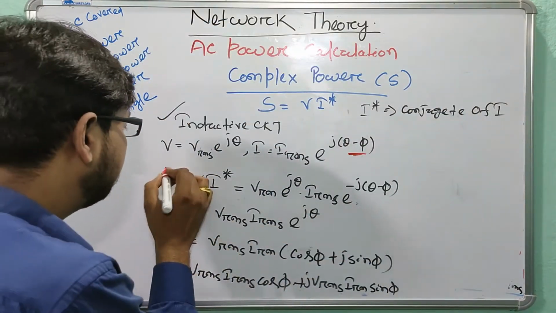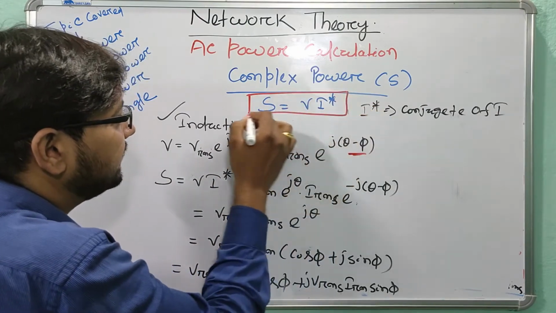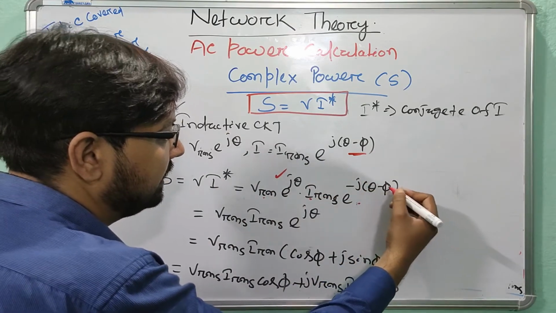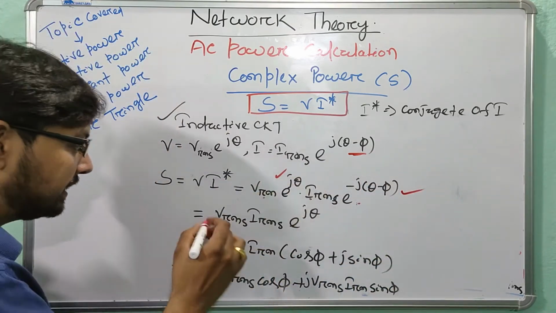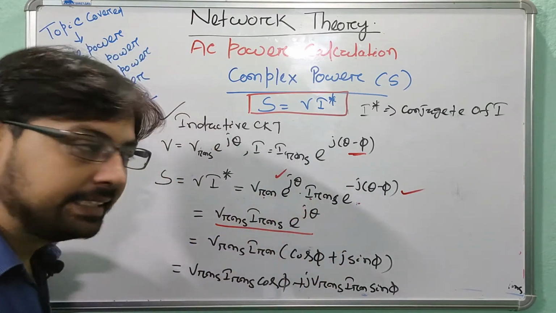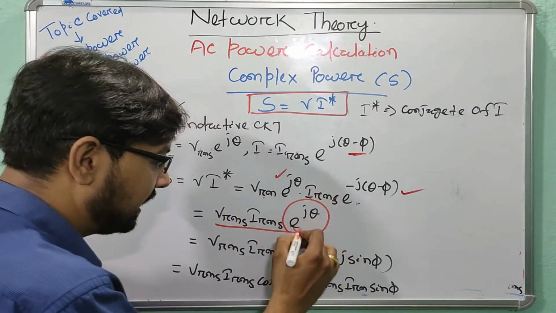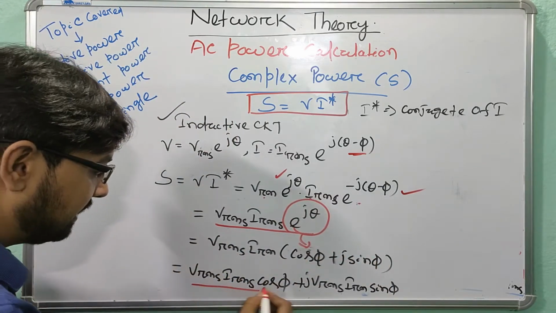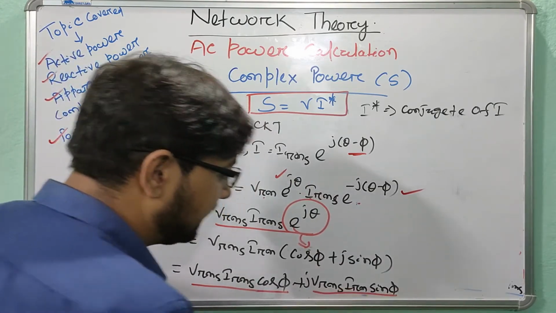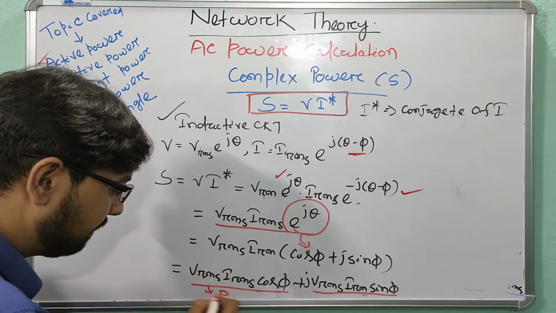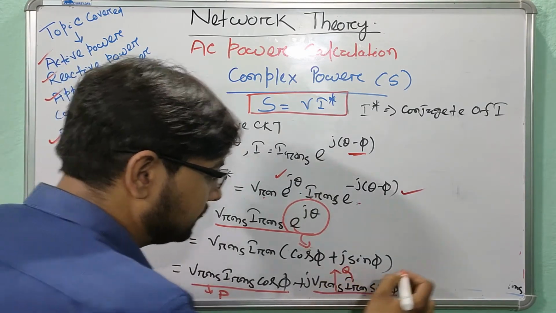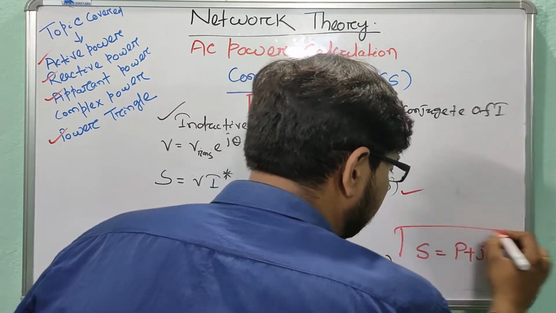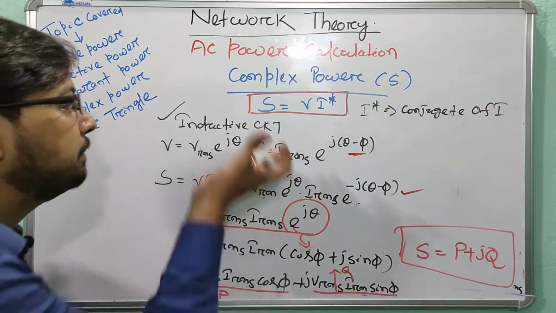So for that, what is my S value? S is equal to V into I star, that is equal to Vrms e to the power j theta and Irms e to the power minus j theta minus phi. Now for this expression, that is your Vrms Irms e to the power j phi, I will write cos phi plus j sin phi. So what is my expression? Vrms Irms cos phi and j Vrms Irms sin phi. So this is my active power P, and this is my reactive power Q. So S is equal to P plus jQ. This is your complex power of an inductive circuit.